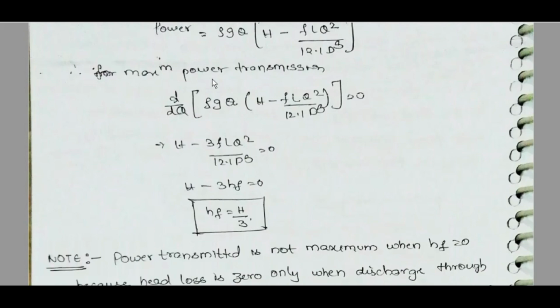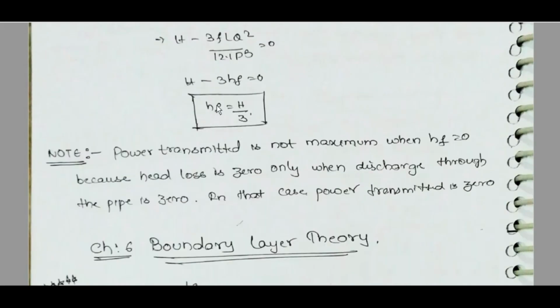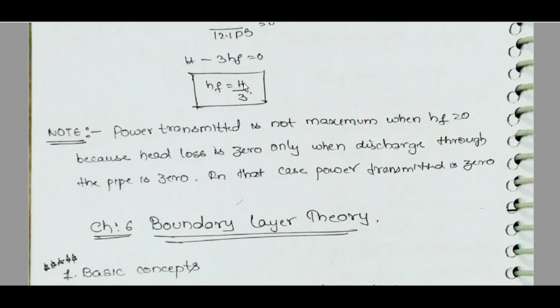For maximum power transmission, d by dQ of rho g Q into (H minus flQ square by 12.1 d power 5) is equal to 0. Capital H minus 3flQ square by 12.1 d power 5 is equal to 0. Capital H minus 3hf is equal to 0. hf is equal to capital H by 3.